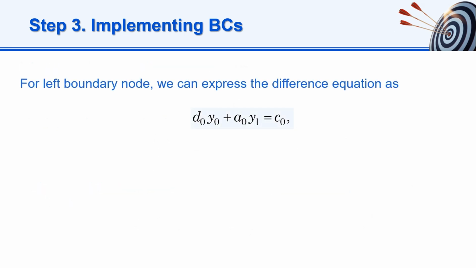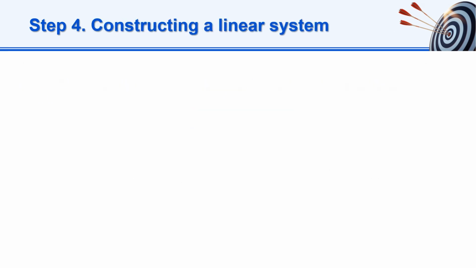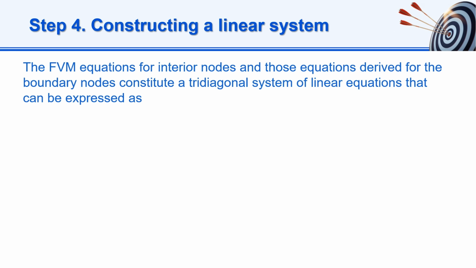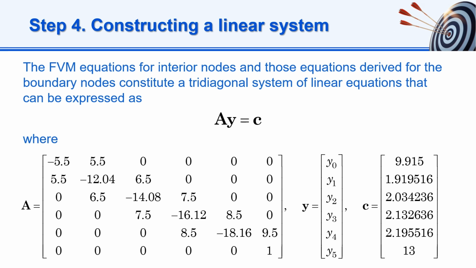For the left boundary node, we can express the difference equation as where the coefficients of the difference equation can be written as follows. The finite volume method discretized equations for interior nodes and those equations derived for the boundary nodes constitute a tridiagonal system of linear equations that can be expressed as a matrix equation, where the coefficient matrix A and the right-hand side vector C for the m equals 5 cell case are found as follows.